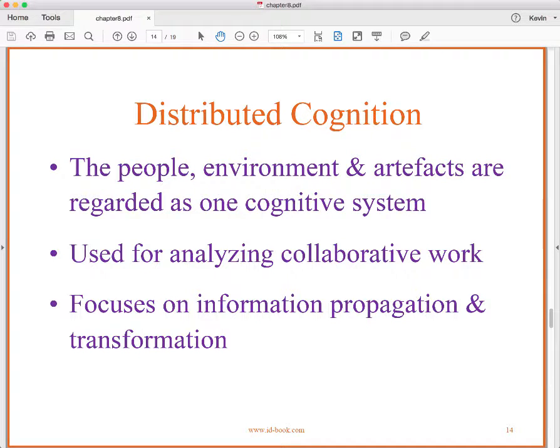Okay, so off of grounded theory and onto distributed cognition. A few chapters ago, we talked about distributed cognition as an analytical approach. So the people, the environment, and the artifacts are regarded as one cognitive system, right? It's used for analyzing collaborative work, and it focuses on information propagation and transformation.